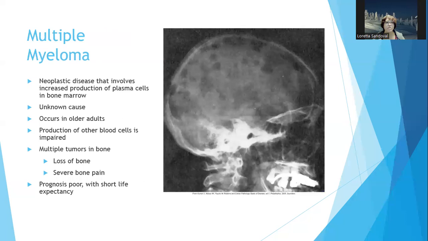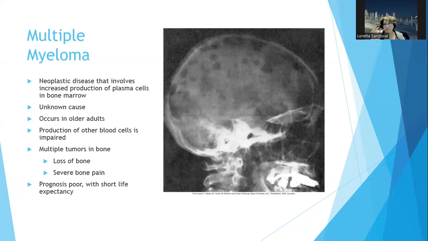There is another neoplastic disease that involves increased production of plasma cells in bone marrow. So multiple myeloma is mentioned in chapter 10 and chapter 11 because it involves the blood and the lymph system. It's not known what the cause is. It occurs in older adults. The production of plasma cells is increased, and it impairs the production of other blood cells.